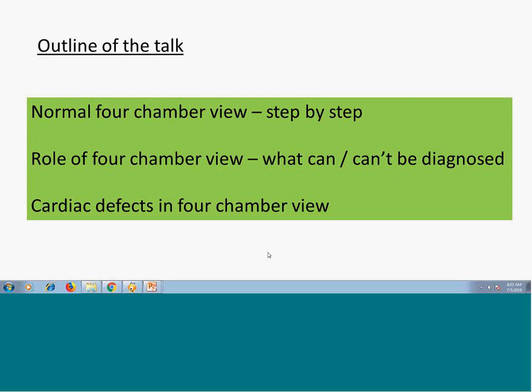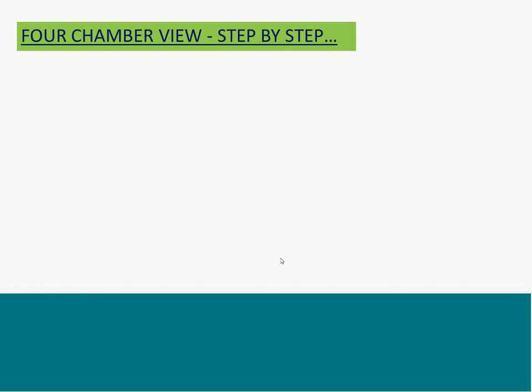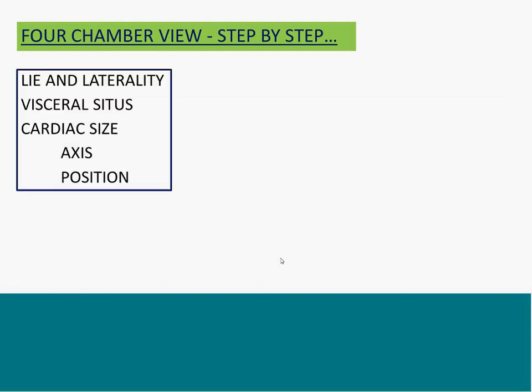So, the normal four-chamber view, how do we get it? And also, ways to make sure that we are covering everything in a four-chamber view. First of all, we need to decide about the lie of the baby. As soon as we start doing a fetal echo, know the lie of the baby, whether it is transverse or not, and also the laterality. Laterality means we need to decide what is right and what is left for the baby.